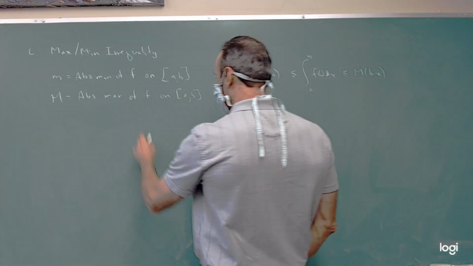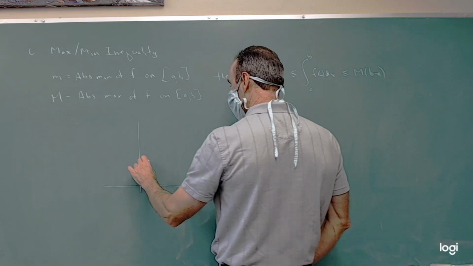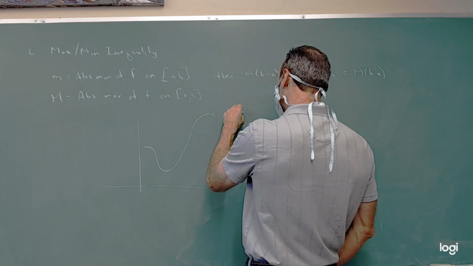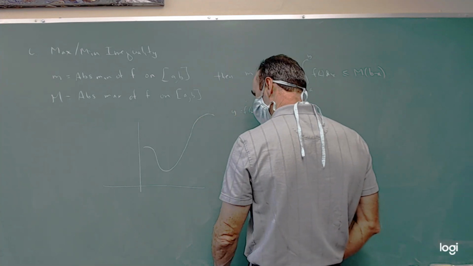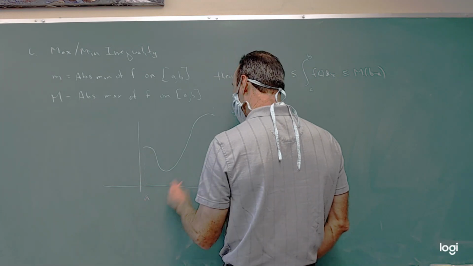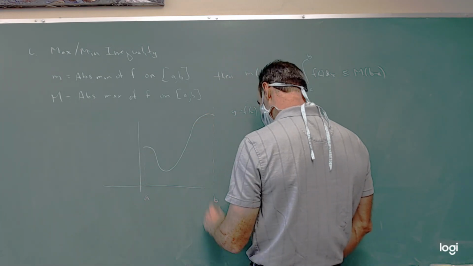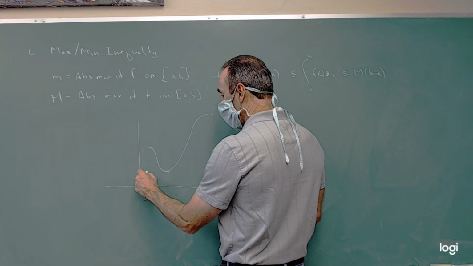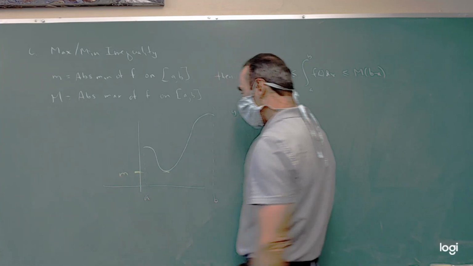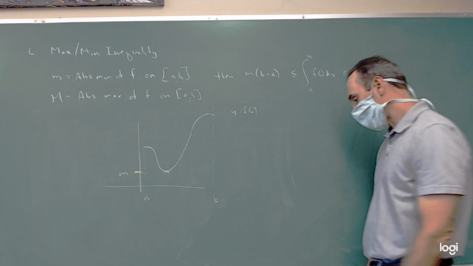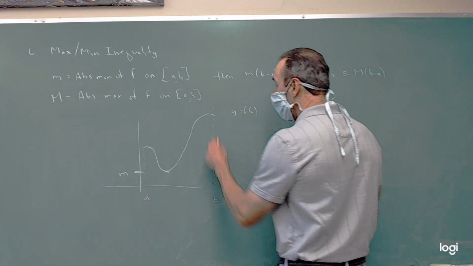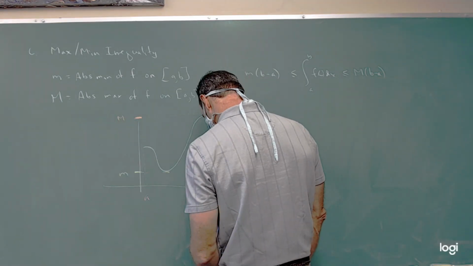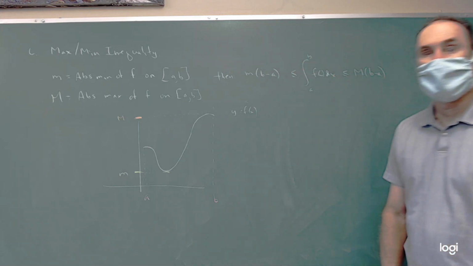So I think if we look at it visually, it makes pretty good sense. So suppose we say our function f looks something like that. And here's our a, and there's our b. And so we look here and we say, this y value over here is our absolute minimum of that function on that interval. And over here is our absolute maximum of that function on that interval.